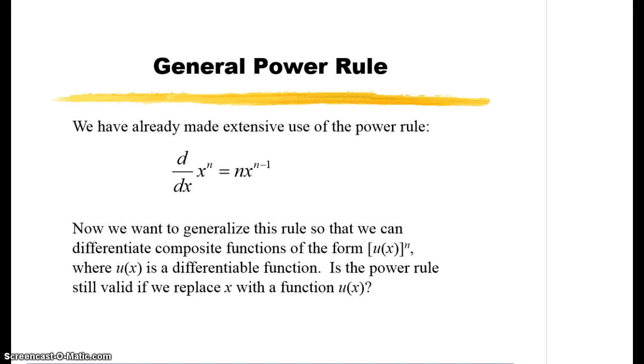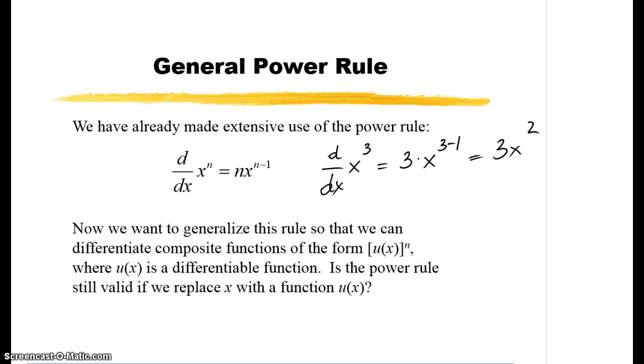Now let's talk about the general power rule. We've already made extensive use of the power rule you've seen: x raised to some power n, and the derivative of that expression is n times x to the n minus 1 power. For example, if I want the derivative with respect to x of x cubed, I know that's 3 times x to the power 3 minus 1, or 3x squared.